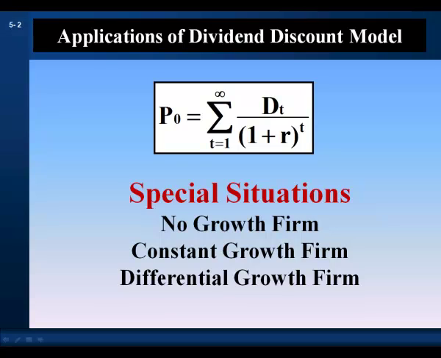It presupposes no particular pattern in the stream of dividends, but its popular practical application is in valuing common stocks with dividend streams that conform in whole or in part to perpetuities. And so we have three special situations in which the dividend discount model has the greatest practical application: valuing no-growth firms, constant growth firms, and differential growth firms.